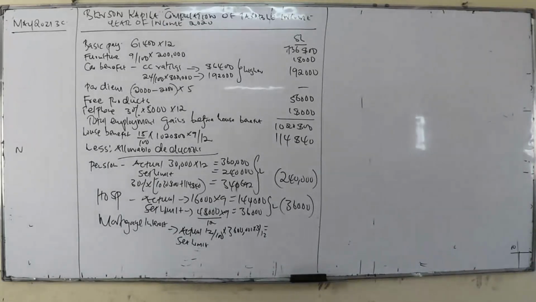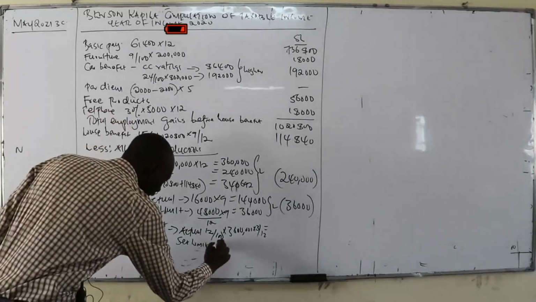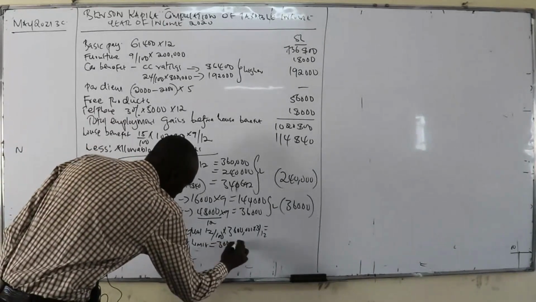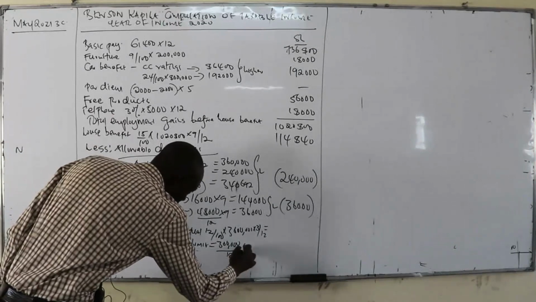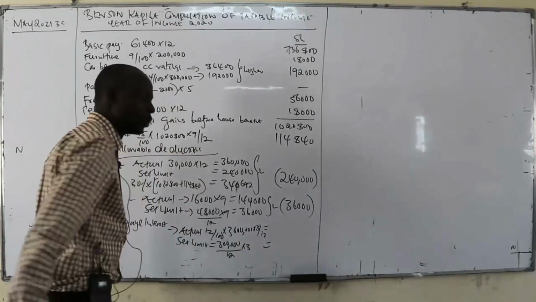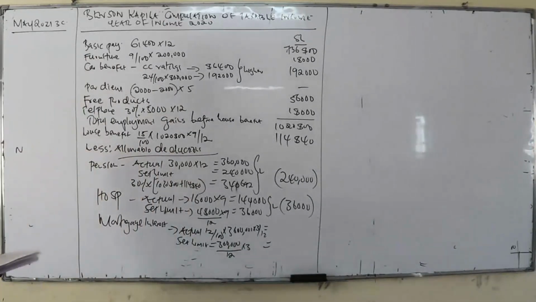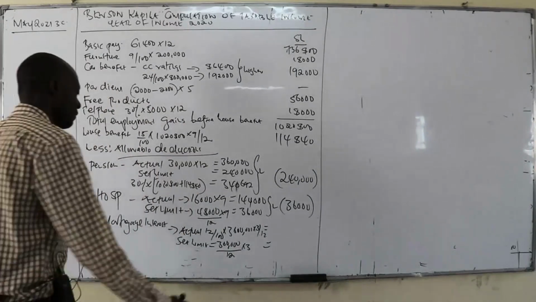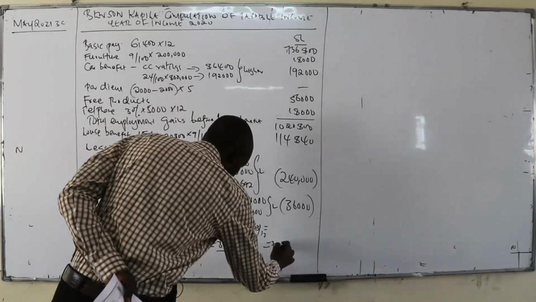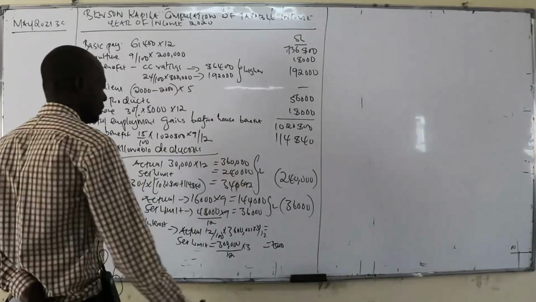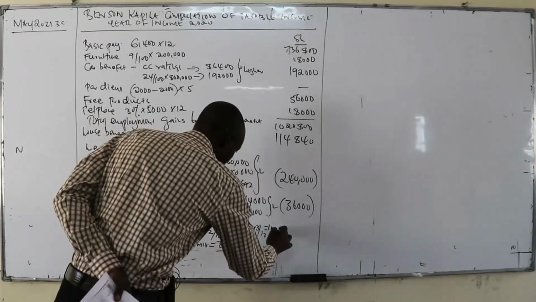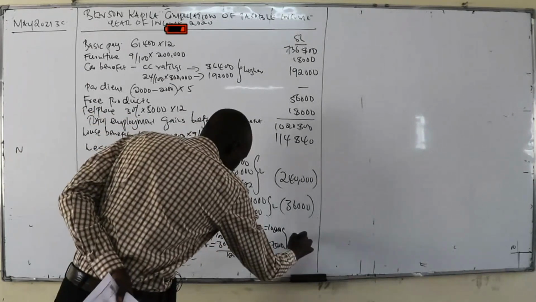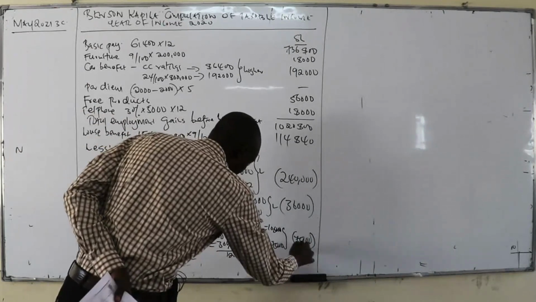So the set limit is 300,000 per annum. You divide by 12 to get per month, and then you multiply by 3 to get for the 3 months. So what do you get? So this one is 75,000. Is it so? And the other one is 108,000. So you pick the lower, so you less there.